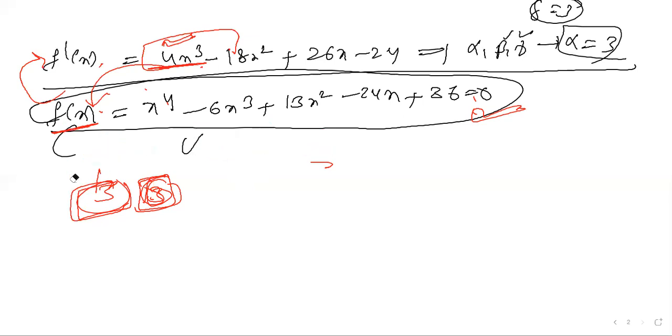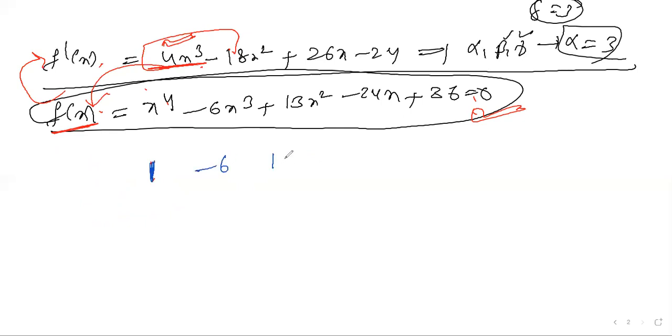You have to apply the same method here. So let us take your procedure. How to do it is the procedure here. I think you're very comfortable, right? How to do it: for this you have to take f of x, which is 1, minus 6, 13, minus 24, 36.